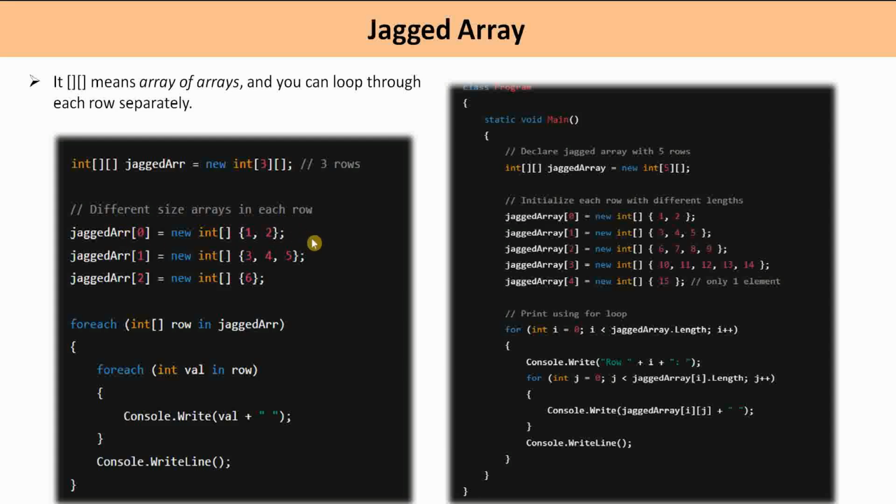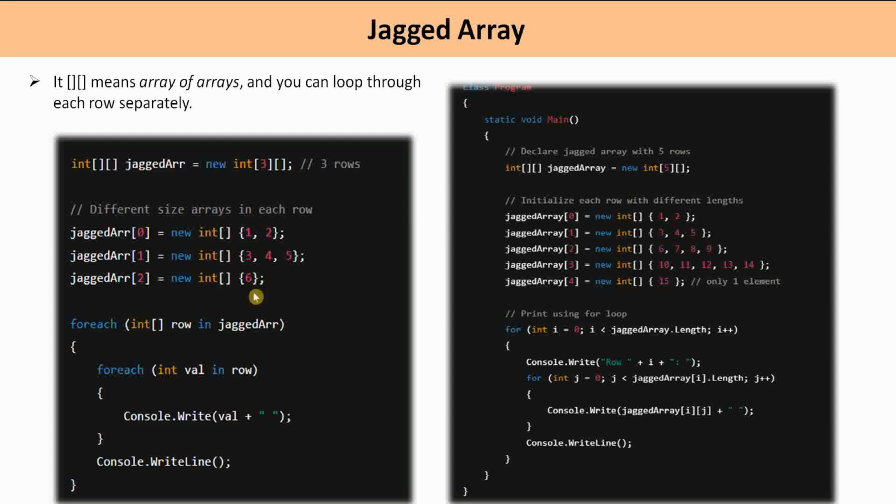Here we are declaring each row with different columns. In the first row we require only 2 columns, in the second row we require 3 columns, and in the third row we require only 1 element. So this is the declaration portion. We can set the elements according to our requirements. There is no need to define the column size at declaration time.